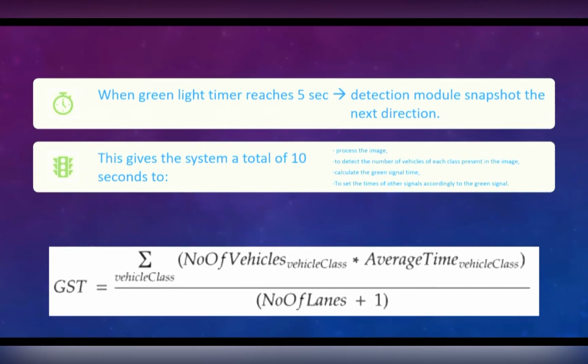And here it is, the formula to calculate the green signal. So as you can see, GST is the green signal time. The number of vehicles is the number of vehicles of each class at the signal as detected by the vehicle detection module. The average time of class is the average time the vehicles of that class take to cross an intersection. And the number of lanes is the number of lanes at the intersection.